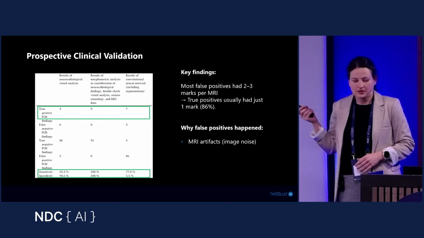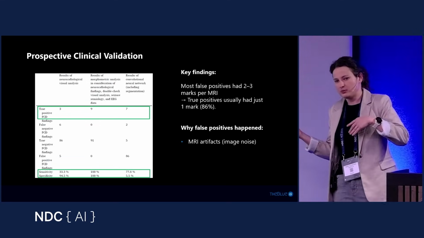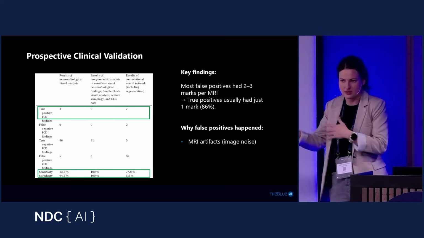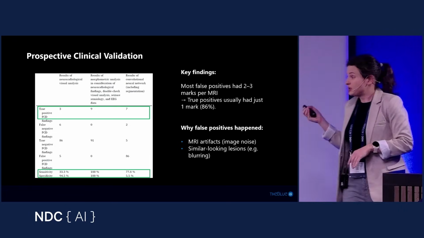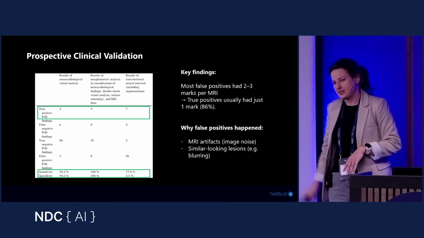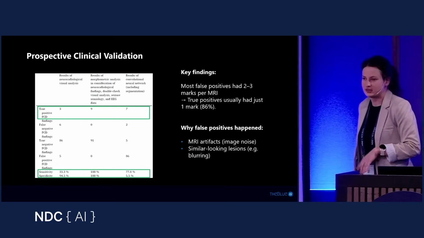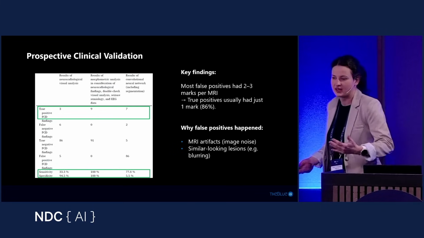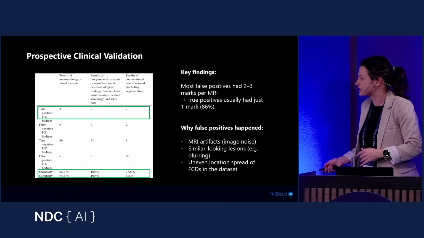It turned out that our model reacted quite a lot to the artifacts. So if someone moved a little bit, there was some additional noise in the data, it was detecting it as an FCD. There were also similar-looking lesions. So as I mentioned to you, not every one of these features that we mentioned earlier is a sign of FCD. So for example, it detected blurring, which is one of the signs, but actually in this case, the doctors said it wasn't. It was just blurring, not FCD.